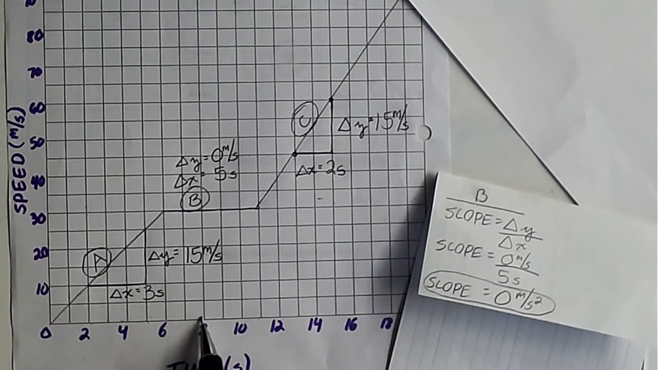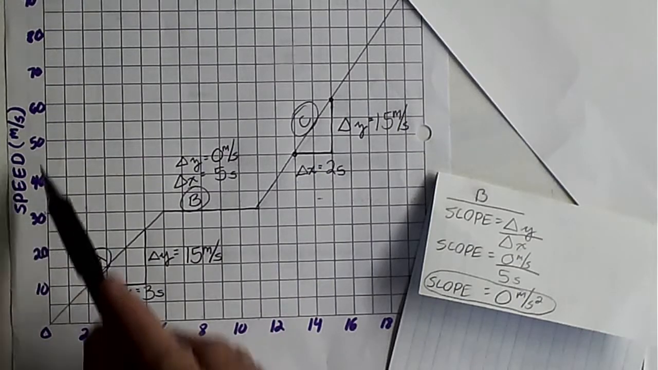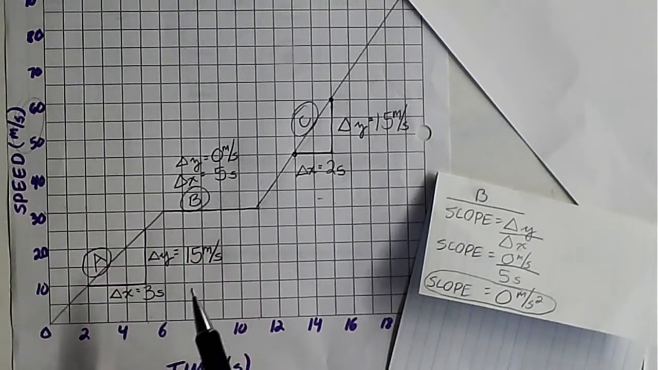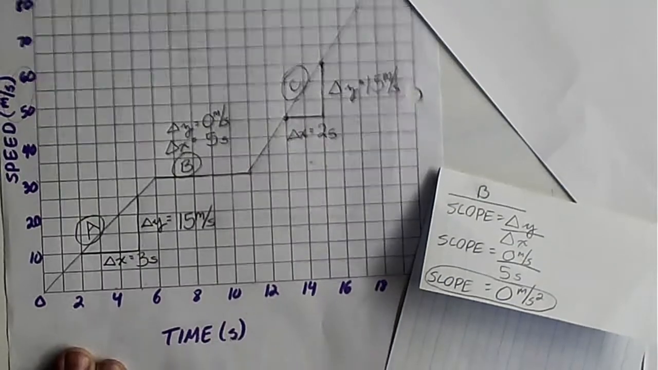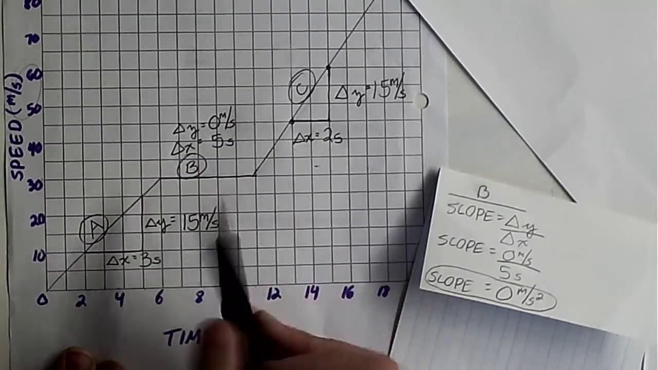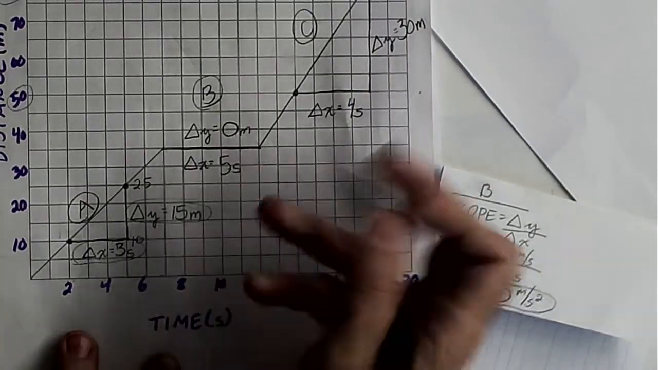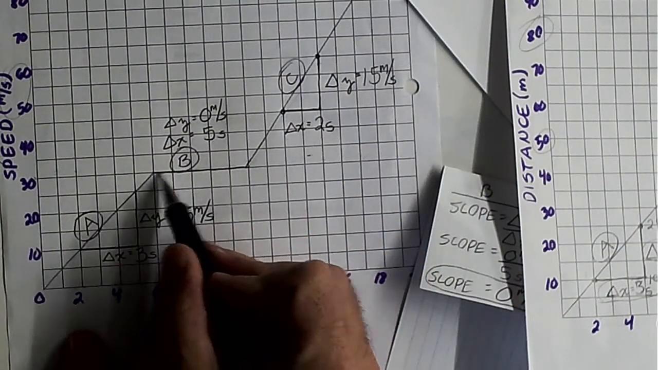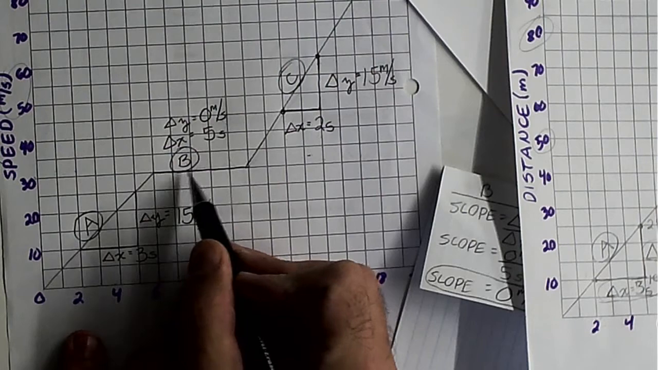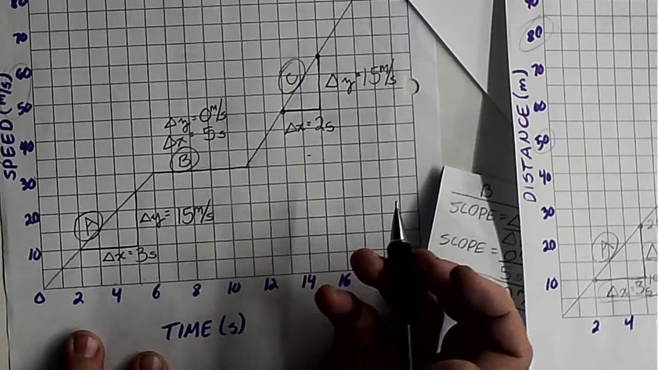For 1, 2, 3, 4, 5 seconds, it's traveling at the same speed. Okay, it doesn't stop. That's why you have to pay attention to the axes. What are the axes telling you? On a distance versus time graph, a straight line means stop. On a speed versus time graph, the object is traveling at a constant speed. It's not accelerating, it's traveling at a constant speed.